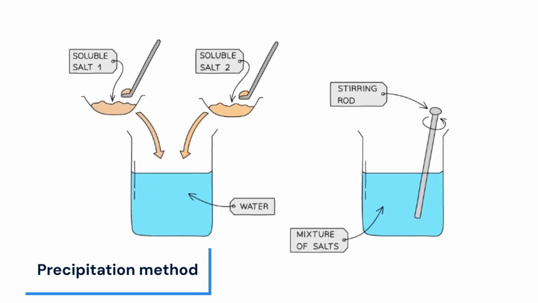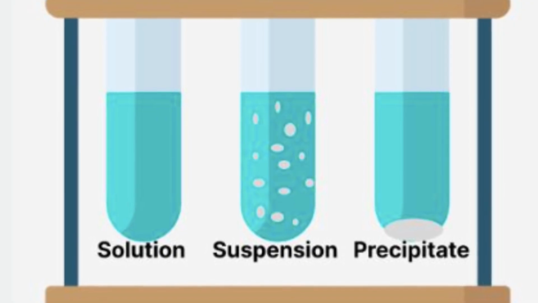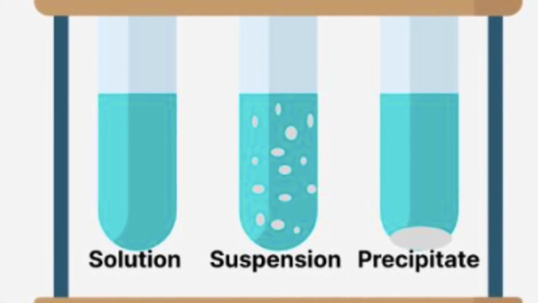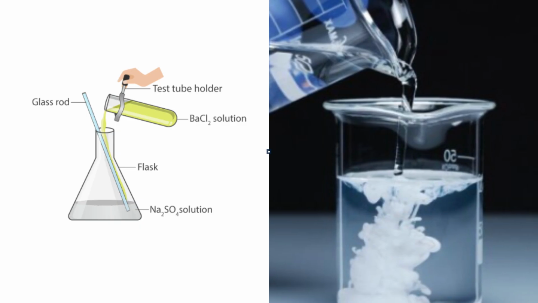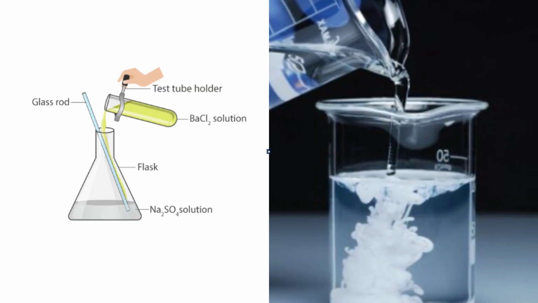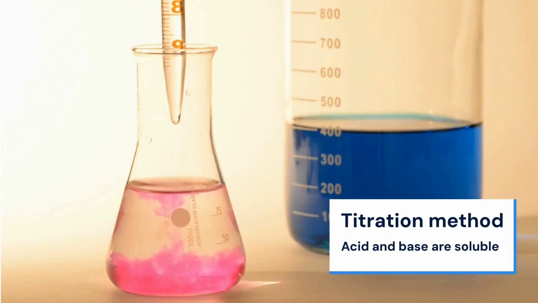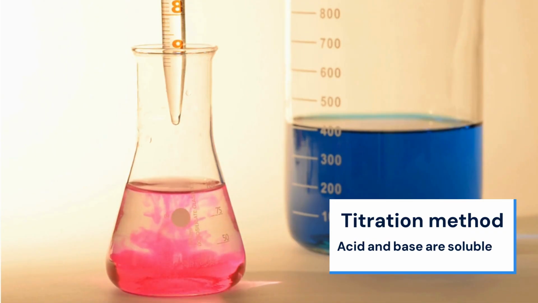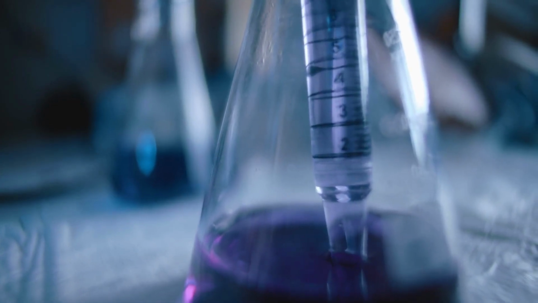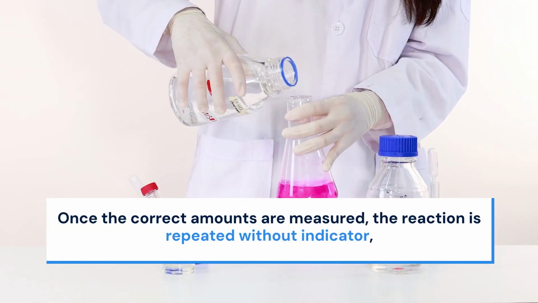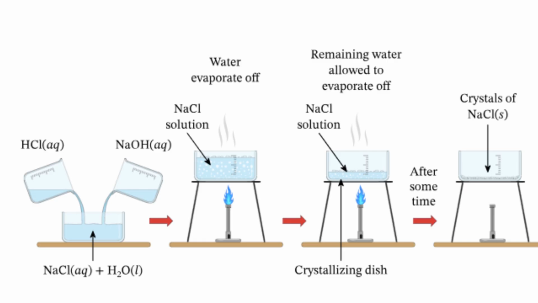In the precipitation method, two soluble salts are mixed, and they exchange ions to form an insoluble salt, which appears as a precipitate. An example is mixing barium chloride solution with sodium sulfate solution to form a white precipitate of barium sulfate. The third method is titration, which is used when both the acid and base are soluble. Here, an indicator is used to find the exact point where neutralization occurs. Once the correct amounts are measured, the reaction is repeated without indicator, and the solution is evaporated to give pure salt crystals. A common example is the preparation of sodium chloride from sodium hydroxide and hydrochloric acid.